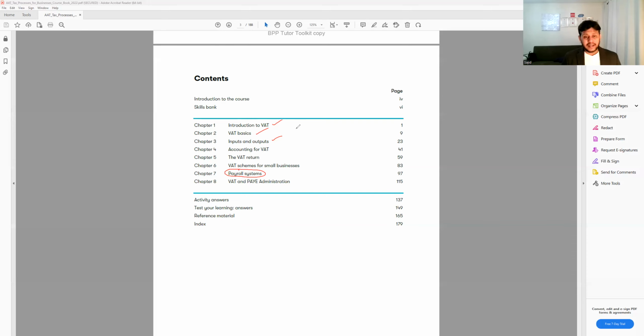Then chapter number 8, we have the VAT and PAYE administration. Here, it's all about admin. For example, if you don't submit your return, what will happen? How much penalty do you have to pay? This sort of thing we're going to look at from chapter number 8. And there are not many calculations there. There are a few rules you're going to learn from chapter number 8. So this is the story of our indirect tax paper.